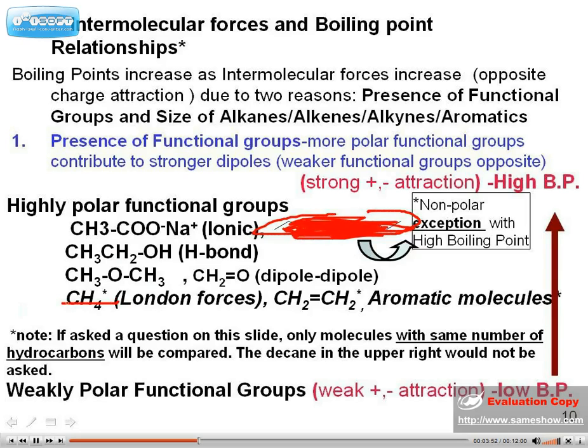I also want to point out that when it comes to alkenes, alkynes, and aromatics, they're roughly on the same level of intermolecular force, so therefore they have roughly the same level of boiling point.